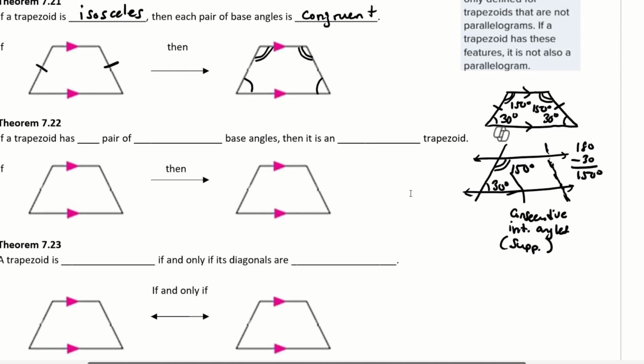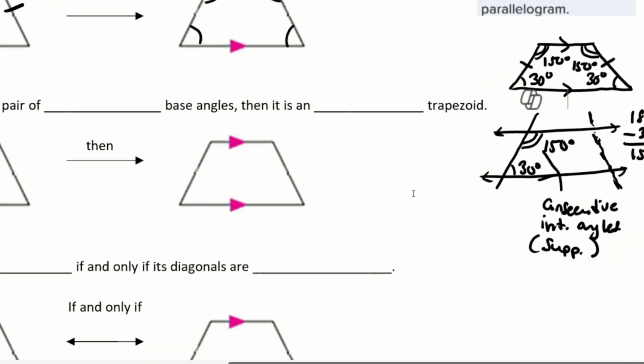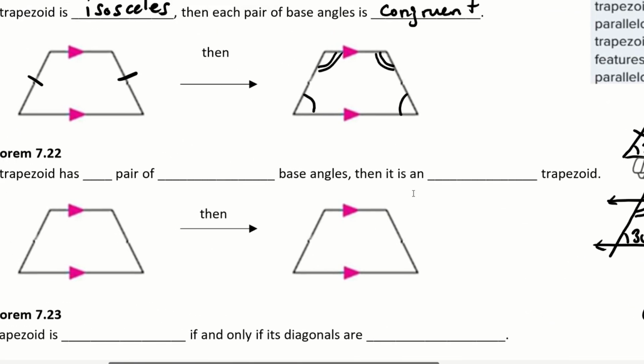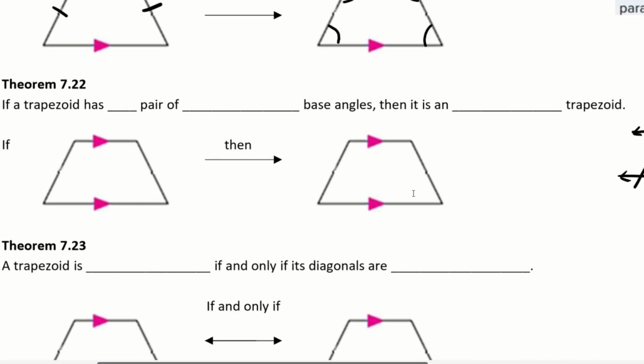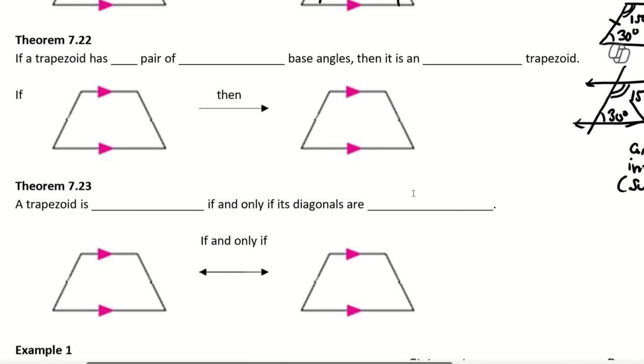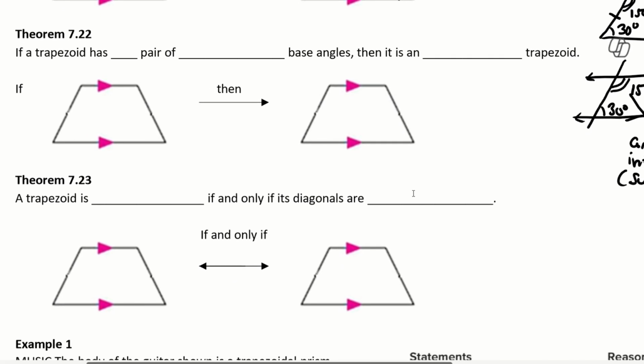But now, let me just zoom in on that so you can see that. So hopefully that made sense there. So now we're going to look at the next theorem. All right, so if a trapezoid has one pair of congruent base angles, then it is an isosceles trapezoid.